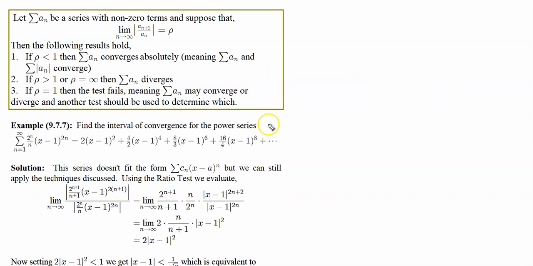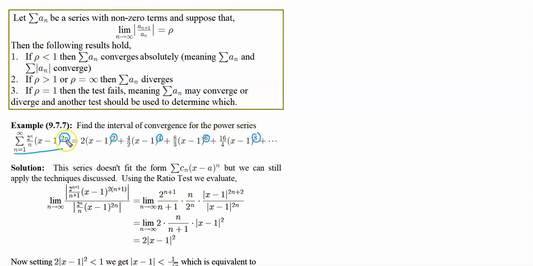Now in this example, we want to calculate the interval of convergence for this power series. Take note that for this power series, the exponent is 2 times n, as compared to just n for previous examples we had worked with. If you write out a few terms of this power series, this is what it will look like. Notice that all the exponents that go along with the x minus 1 are even.